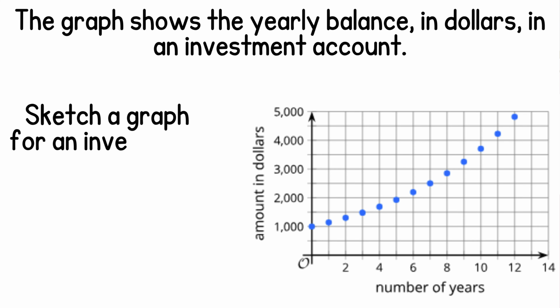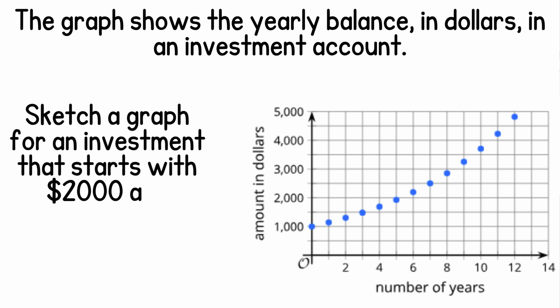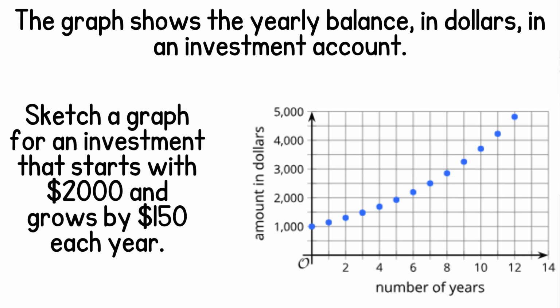Now we're going to sketch a graph for an investment that starts with $2,000 and grows by $150 each year. So we'll put our first dot on 2,000 since that represents how much we started with. After each year, we'll add 150 to our amount. So we'll raise our dots by 150 on each step until we see a line forming. Now we have a graph for this investment.